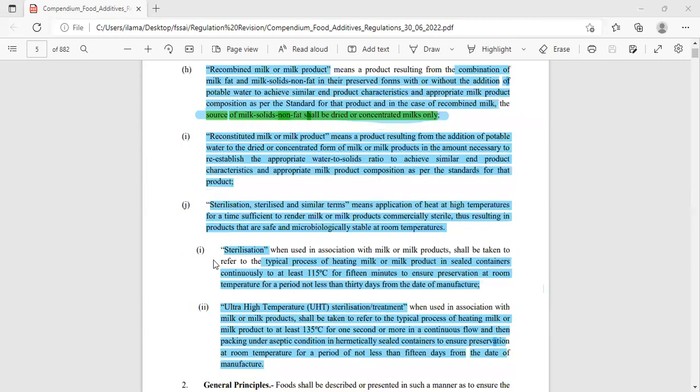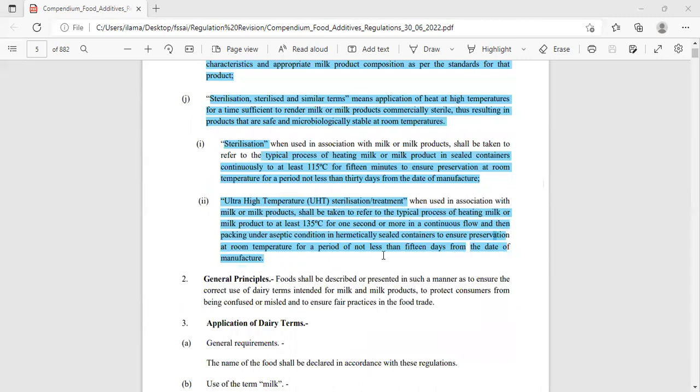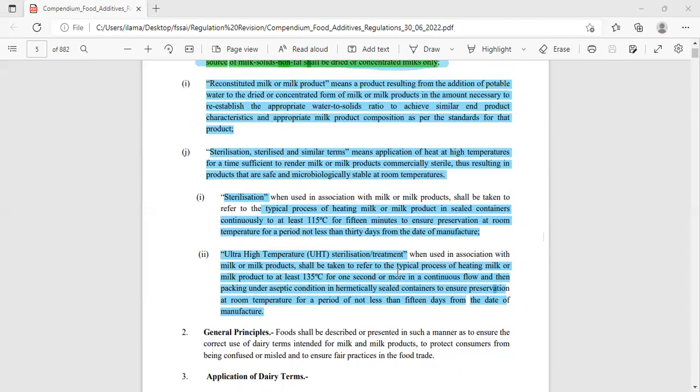And then sterilization temperature we all know. And note, if it is sterilized milk, we can keep it at room temperature for a period of not less than 30 days from the date of manufacturing. Note this point, how many days we can store. For UHT treated milk, note the value, and it is also a similar period, not less than 15 days. Here, sterilized product is not less than 30 days, and UHT treated milk is not less than 15 days if you are maintaining it at room temperature.